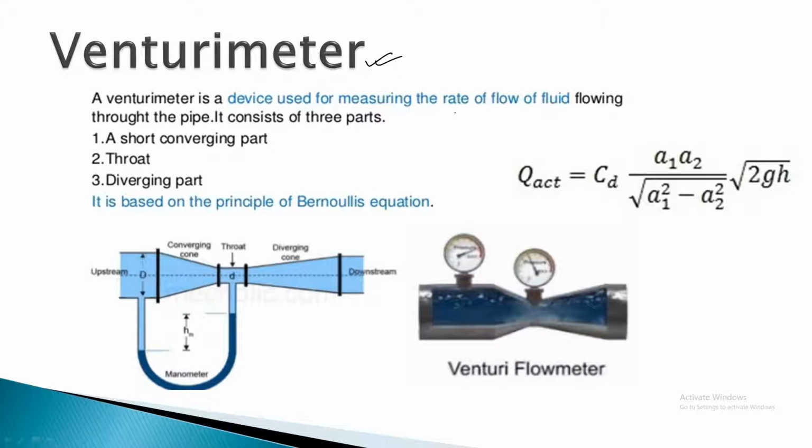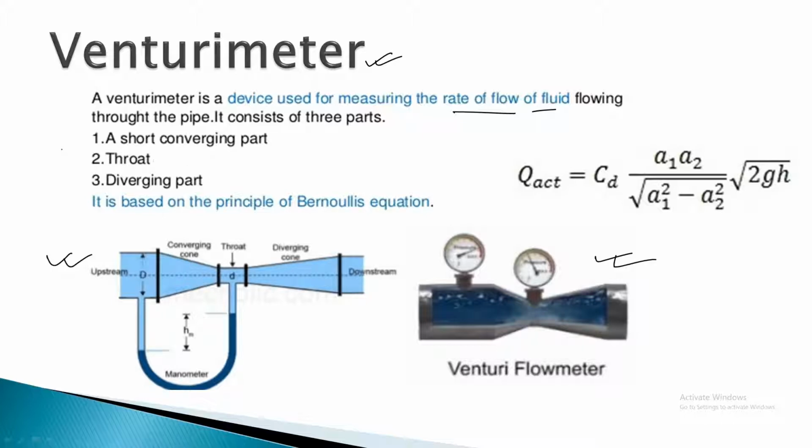We actually measure the rate of flow of the flowing fluid. That means we measure the discharge using the Venturi meter. Here you can see this is the view of the Venturi meter, and if you want to see the internal structure, this is the sectional diagram. That means the working principle you can see from this diagram.